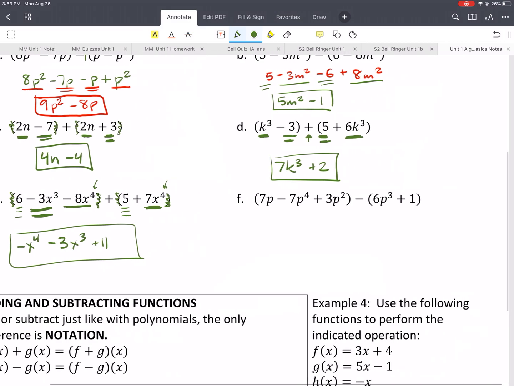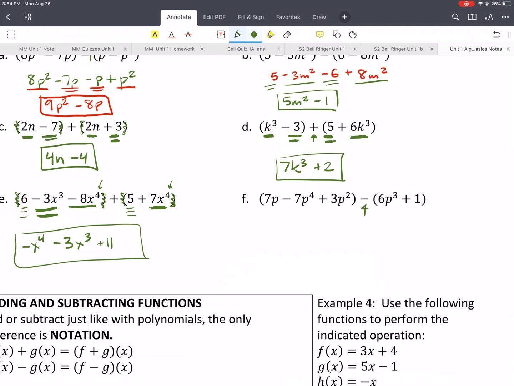All right, last one, we do have a negative. We're subtracting, so we need to distribute. So here we'd have 7p minus 7p to the fourth plus 3p squared minus 6p to the third minus 1. Okay, and again, oftentimes it's that second term that we distribute the negative to where we have mistakes. Okay, combine like terms.